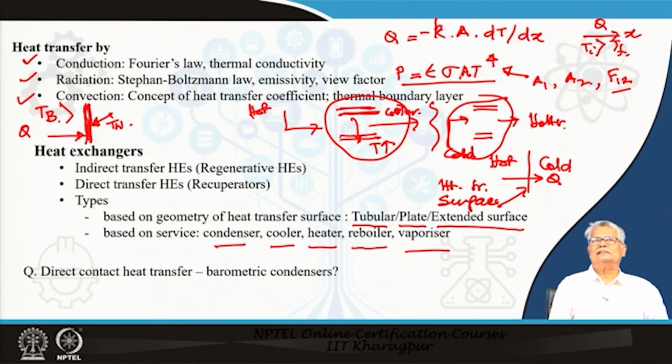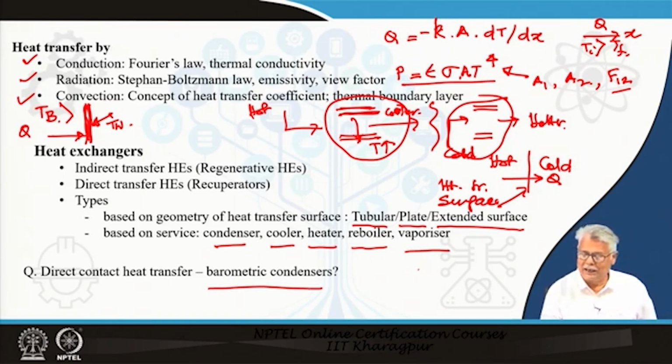We have talked about surface heat exchangers, but there are certain situations in which you need not have a surface and you can allow mixing of the hot and the cold fluid. An example of this is the barometric condenser. In a barometric condenser, what you have is a chamber in which you have a liquid spray and you have a leg. This could be water and it could be steam.